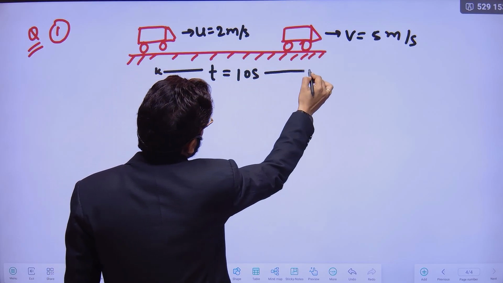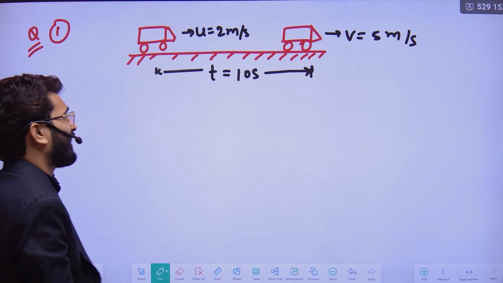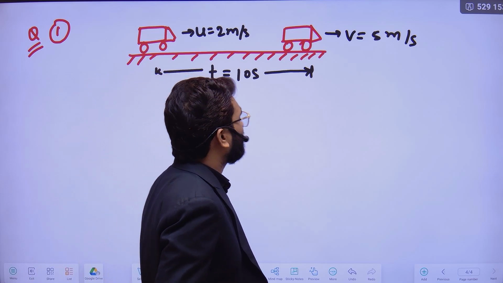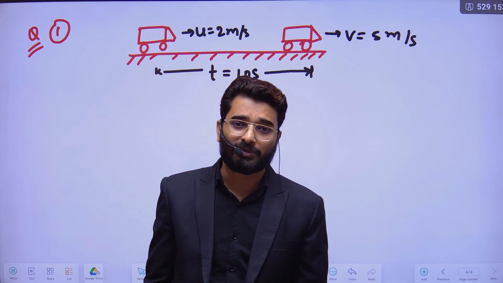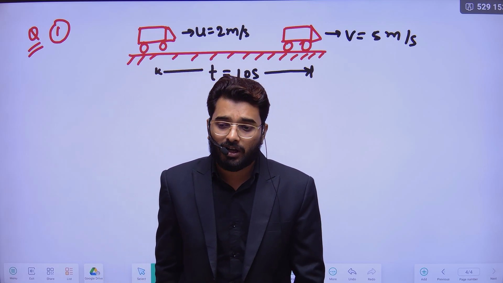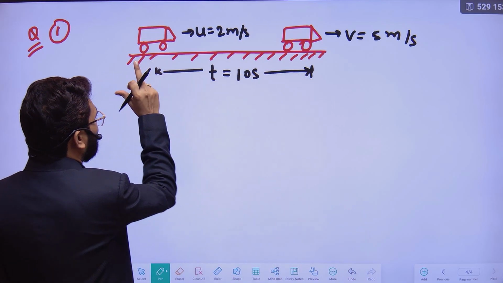Let me suppose 10 seconds. It takes 10 seconds to go from the initial position to the final position. And now the question is: what is the acceleration of this car, and second, how much distance did it cover from this point to this point?